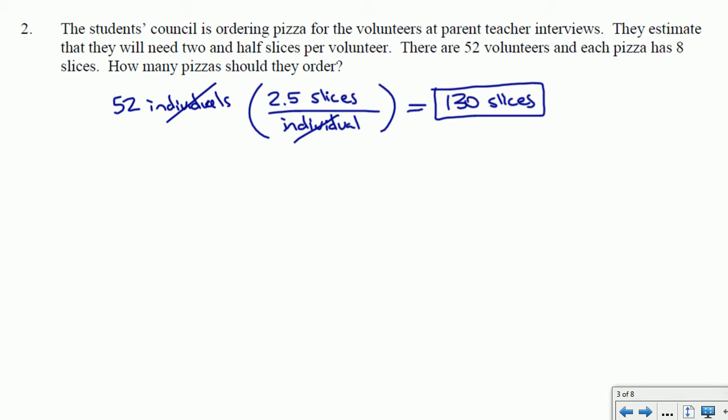And given that each pizza has 8 slices in it, the remainder of the problem boils down to how many times can you fit 8 into 130. So 130 divided by 8 gives us 16.25 pizzas. But we generally can't buy a quarter of a pizza, so that'll mean we'll have to buy 17 pizzas.